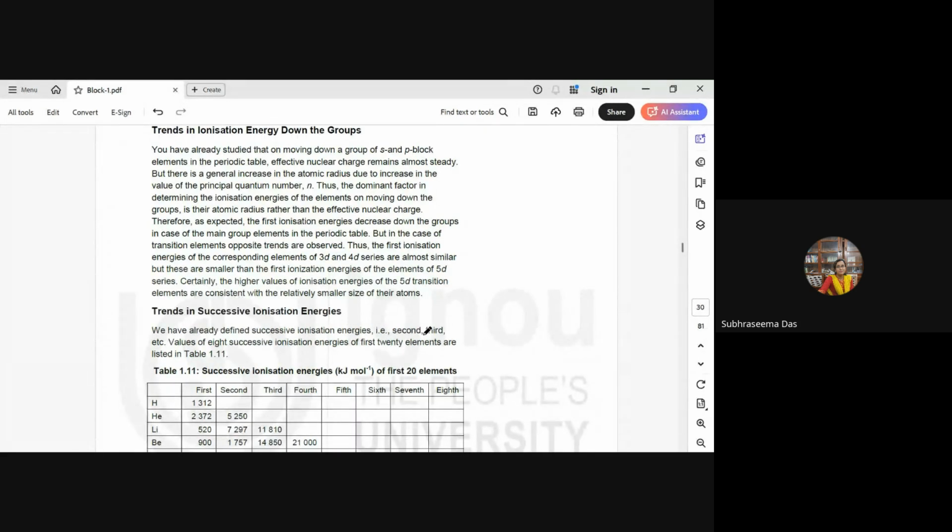Then coming to trends in ionization energy down the group. We know that down the group, particularly in the s and p block elements, there is a general increase in the atomic radius because the principal quantum number increases. Thus the dominant factor in determining the ionization energies of the elements on moving down the group is their atomic radius rather than their effective nuclear charge. So as expected, as the principal quantum number increases, the first ionization energy decreases down the group in the case of main group elements.